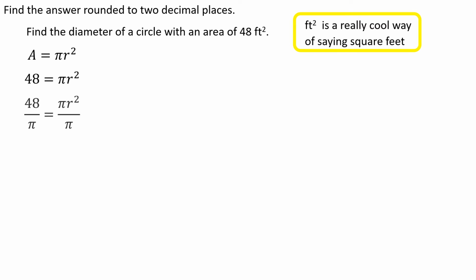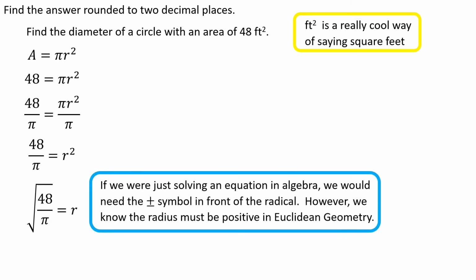Let's divide each side by pi. 48 over pi is the radius squared. Got to take the square root. And of course, this is the difference between geometry and algebra. If we were just solving an equation in algebra, we would have to put the plus or minus symbol in front. However, because we know in geometry that the radius must have a positive value, I don't need to put the plus or minus in front there. We'll just take the positive principal square root.